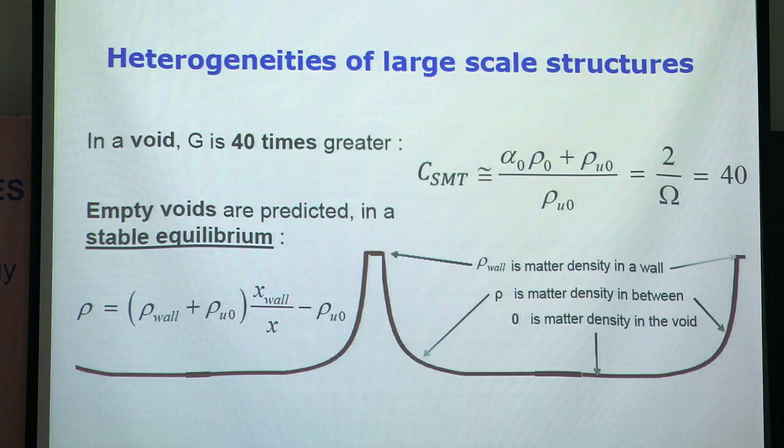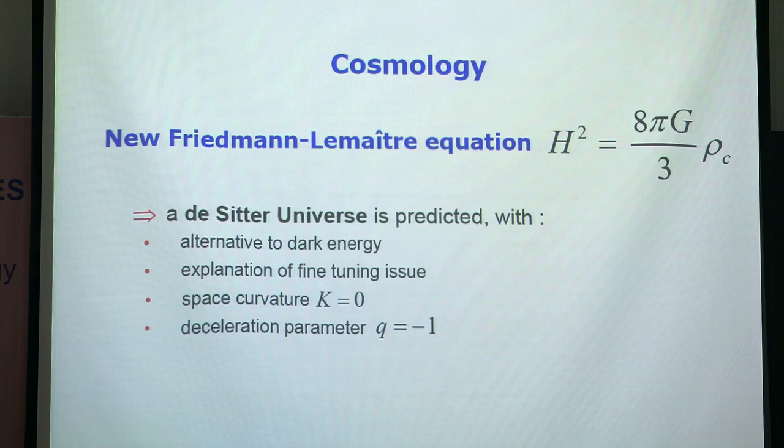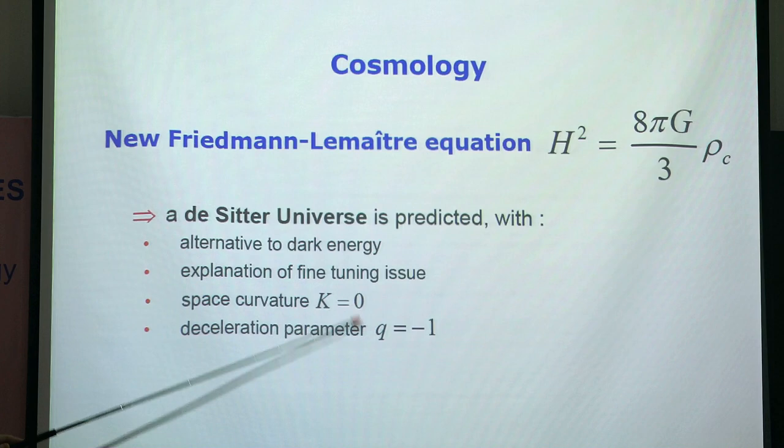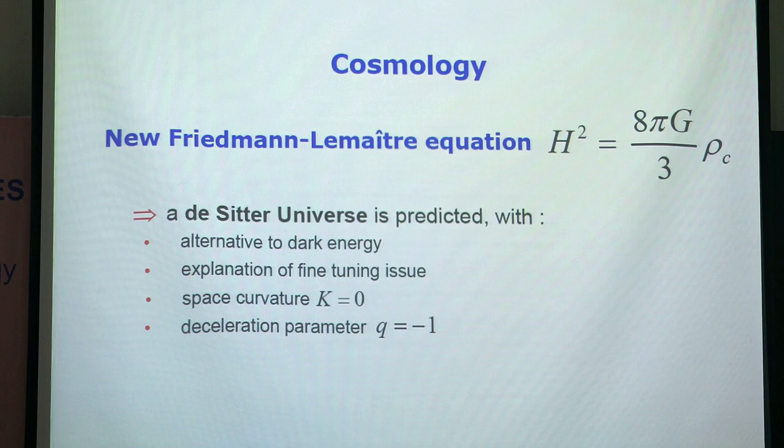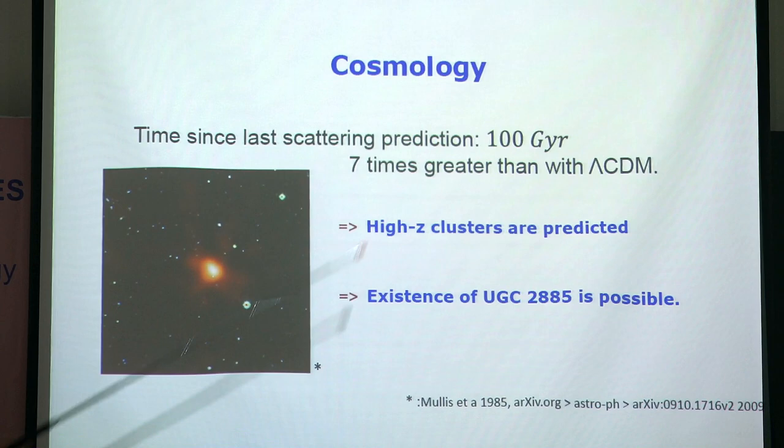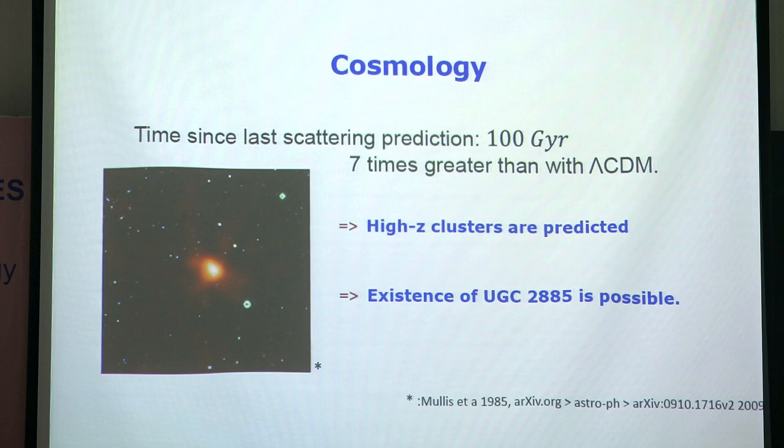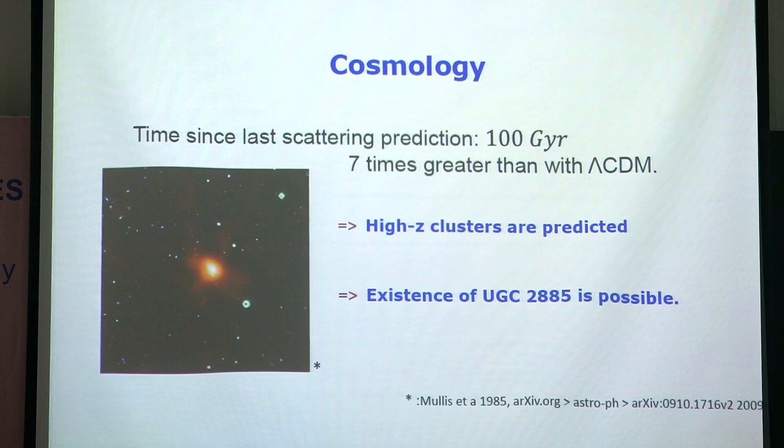Now in cosmology, the same effect again. We divide the mass of the door by the mass of my surroundings, and you obtain a pure de Sitter universe. So everything is solved very easily. K is equal to 0, Q is minus 1. What can be done more simple than that? I don't know. Problem, maybe: 100 giga years, sorry, for the time since last clustering prediction, which is much more than today's lambda CDM value. But nevertheless, with this value, highly clustered structures are predicted, and the existence of very big galaxies and old galaxies is much more possible now.